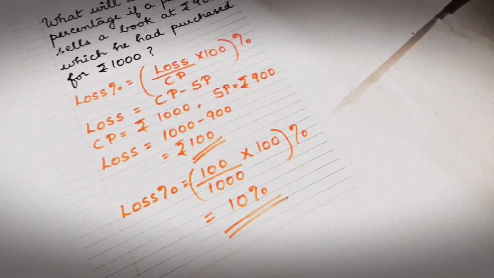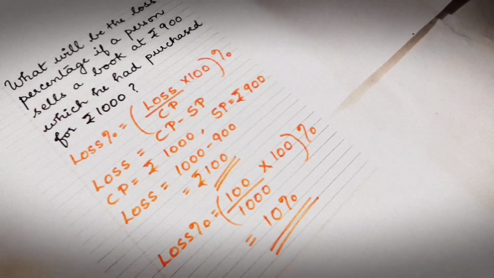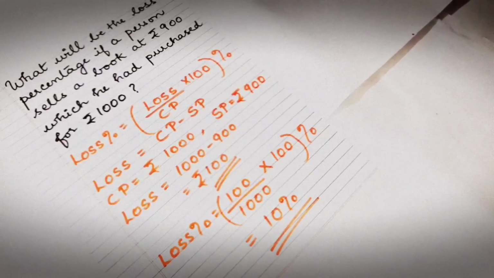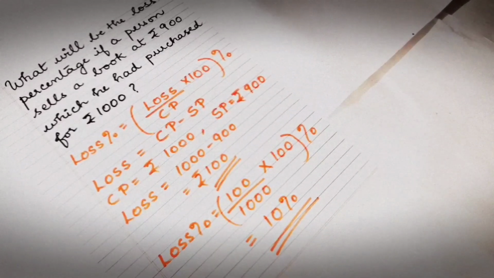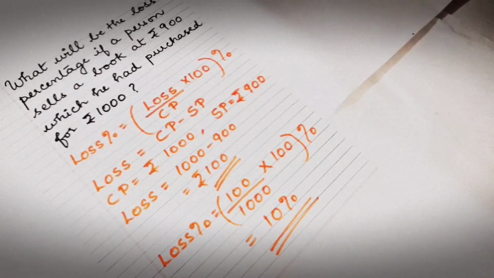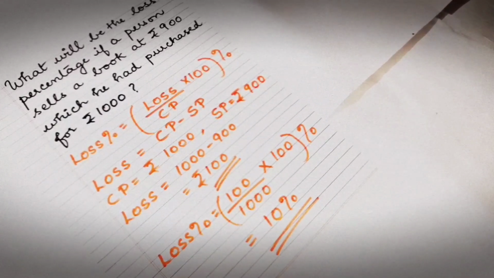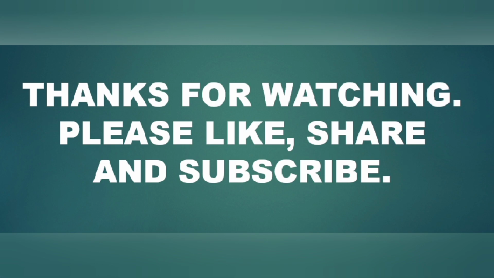Therefore, the person incurred a loss of rupees 100 and the loss percentage was 10% when he sold a book at rupees 900, which was purchased at rupees 1000. So in this video, we studied how to obtain the gain percentage as well as the loss percentage.